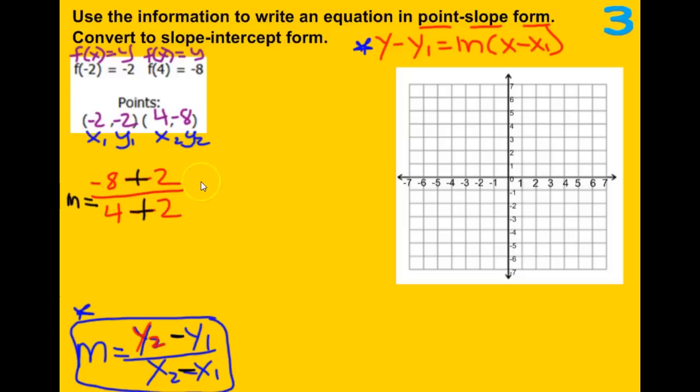So -8 plus 2, there's more negatives. 8 minus 2 is 6. So a different sign, we subtracted, and there's more negatives, so it's -6. 4 plus 2 is 6. So our slope is really just -6 divided by 6, which is -1.